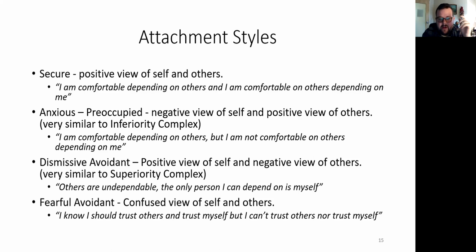So that's anxious preoccupied. Dismissive avoidance is going to be a positive view of self and a negative view of others. So this is a superiority complex. Others are undependable, and the only person I can depend on is myself. And the final one is fearful avoidant, a confused view of self or others. I know I should trust others and trust myself, but I can't trust others nor trust myself.